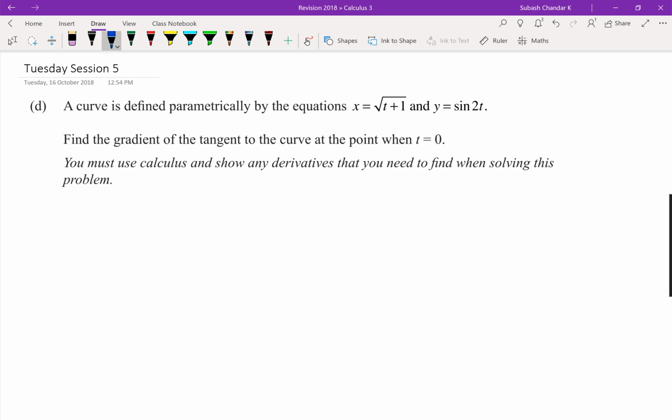All right. So basically what I want to focus on today is the differentiation paper. I'm only looking at parametric equations, all right? So the next series of 6 questions that we've got today is all about parametric equations.